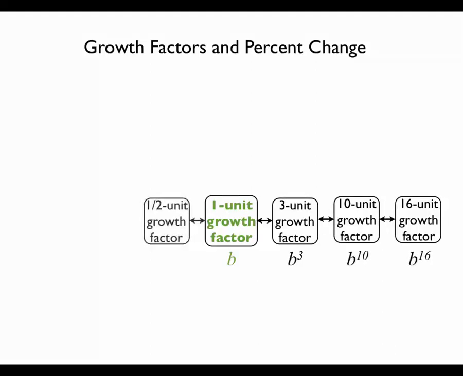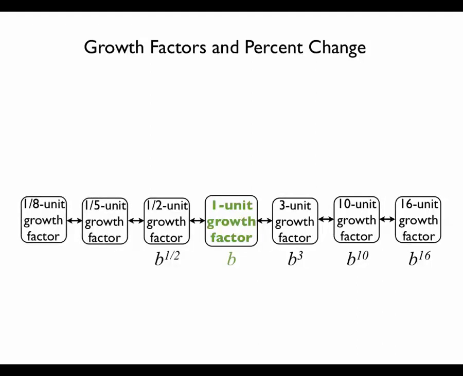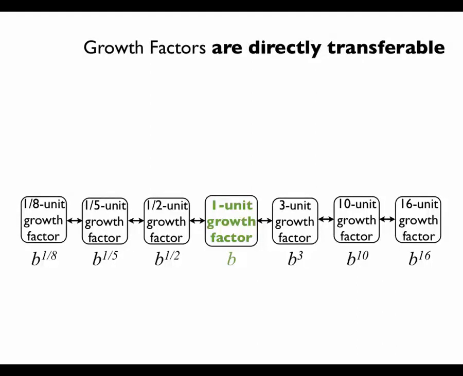Similarly, we've got our partial unit growth factors. What's the 1/2 unit growth factor? If we wanted to just go 1/2 unit rather than a whole unit of input, we'd multiply by B to the 1/2, right? And if we wanted to advance only 1/5 of a unit, then we'd multiply the output by B to the 1/5. Similarly, B to the 1/8. So the point here is growth factors and decay factors are easily transferable. If you've got one, it's very easy to get another one just by manipulating the exponent, right?